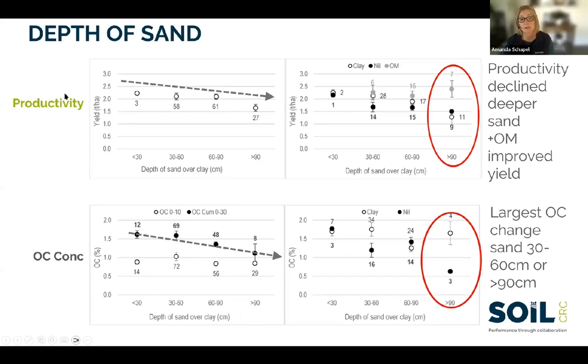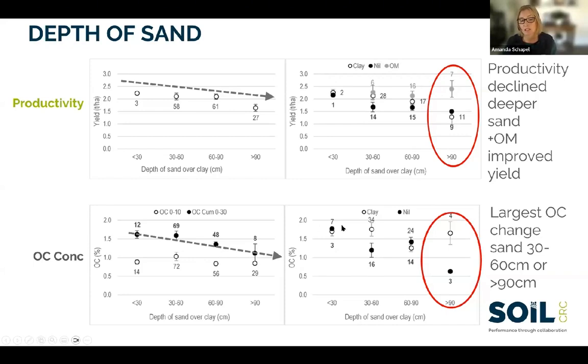The depth of sand that you have, the depth before you hit a subsoil clay layer, has a really big influence on productivity and carbon. Both have a declining trend the deeper your sands go. In some of the trials where they added clays or organic matter, there was not a great difference until you hit 90 centimetres. If you can apply organic materials, and most of these were manures, to your deep sands, you can keep your yield up to something similar to soils with shallower clay.